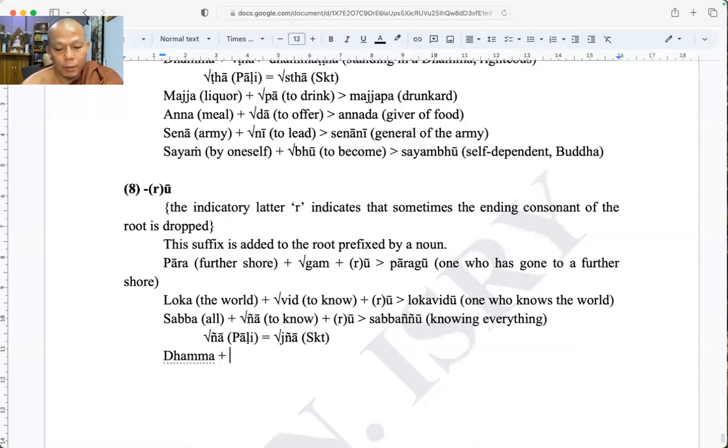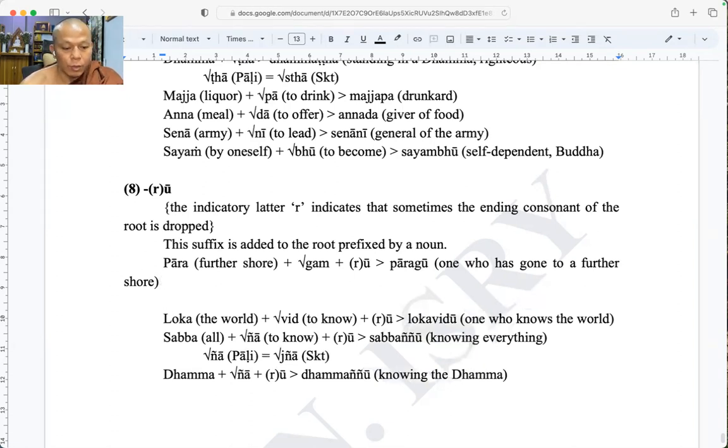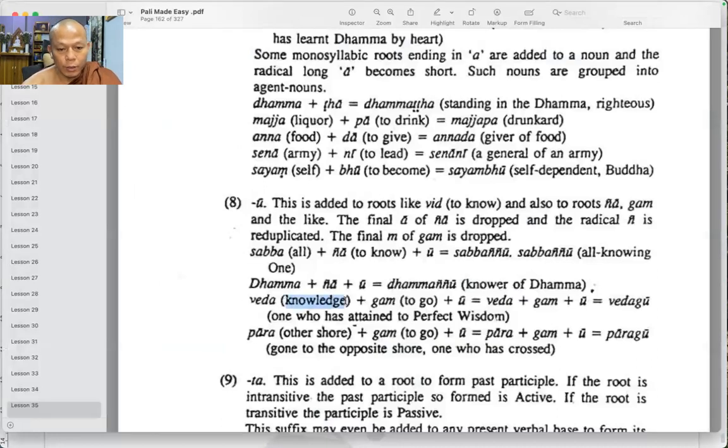And then, so something new, dhammannu. So Dhamma and the root nya. So Dhamma. So knowing the Dhamma, or one who knows the Dhamma in this way. And also the same with the root gam, we have another one. So Veda. So Veda means knowledge.